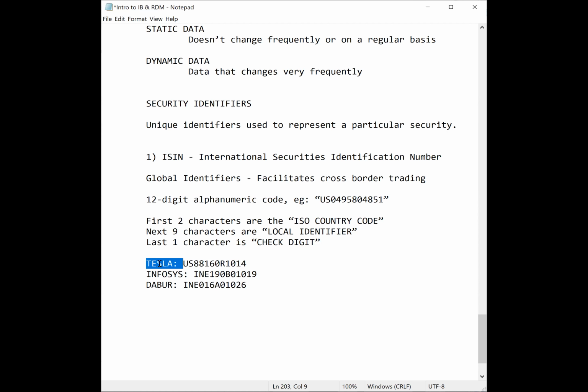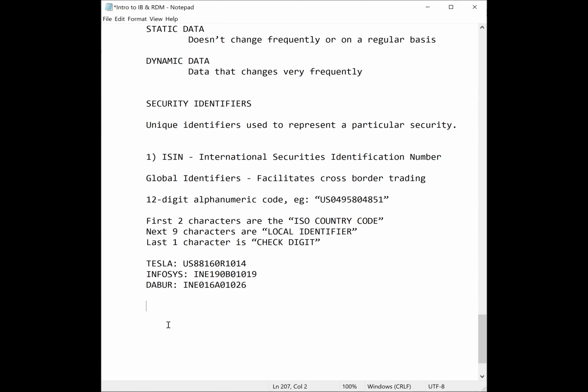So guys, these are the identifiers used to identify a particular security. So no other security in the world will have this ISIN number apart from Tesla. Whether you float this ISIN number in Europe, Africa, US, India, anywhere, everybody would get to know that we are talking about Tesla. Like your Aadhaar card number, guys.